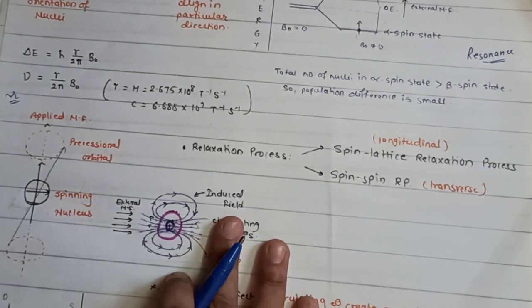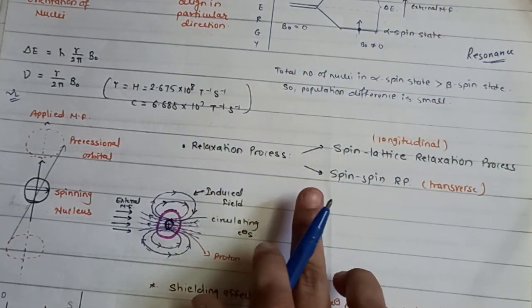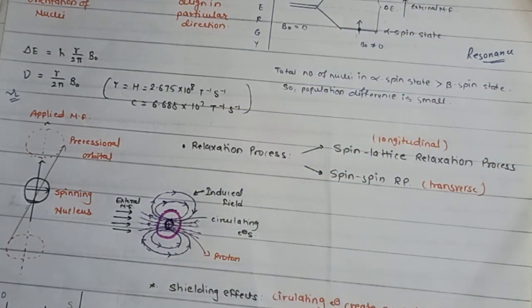अब यहाँ पे क्या होता है, there will be two relaxation processes happening in this case. So the relaxation process, पहले क्या है वो हम लोग समझते हैं.